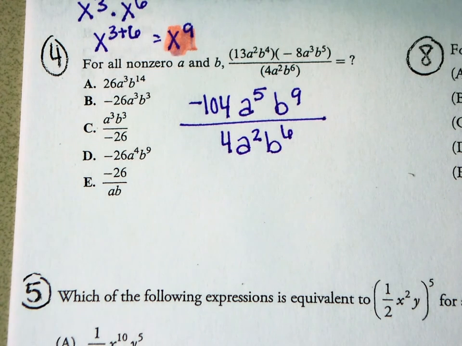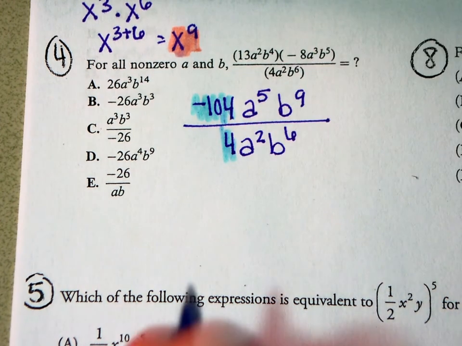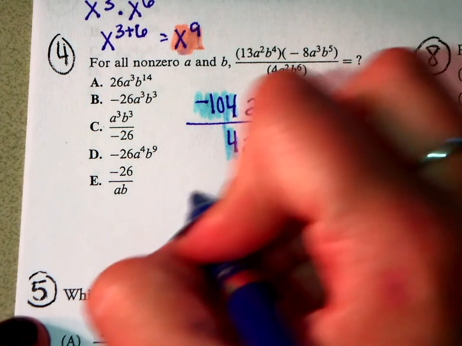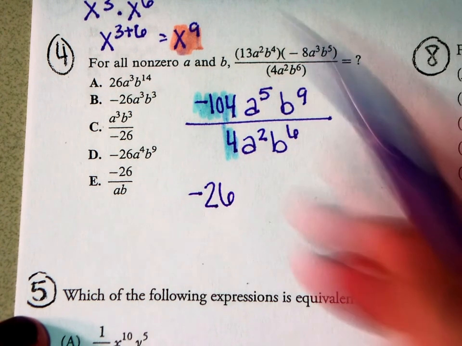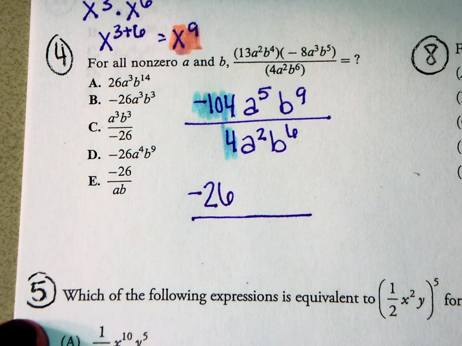So I've used my multiplication property when it comes to exponents. Now I must use my division property when it comes to exponents. So the first thing I want to do is simplify everything I can. I see that I have a negative 104 and a positive 4. So let's just simplify that. 104 divided by 4 is negative 26. And since the negative 104 is larger, it's going to be on the top of the fraction.